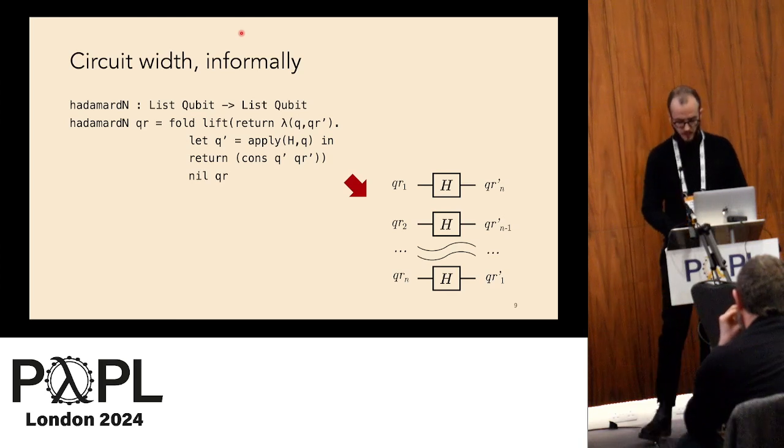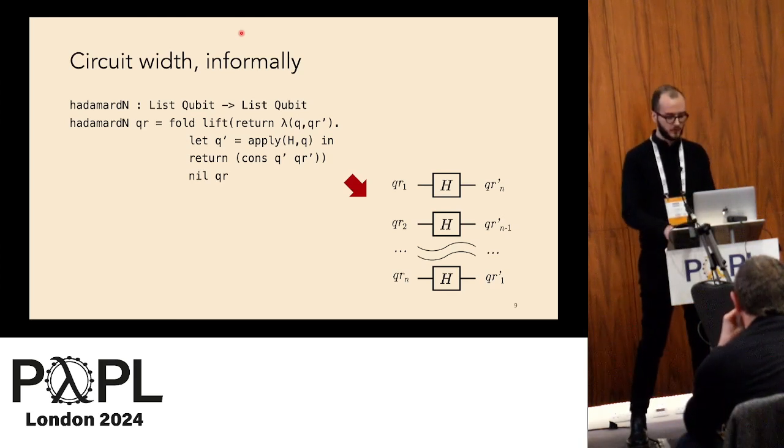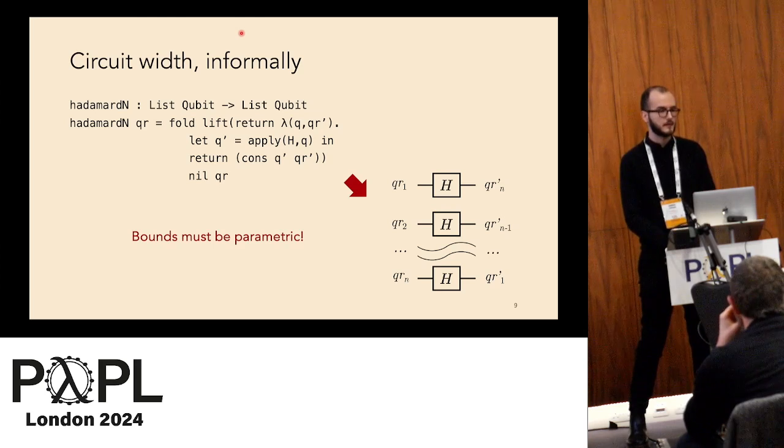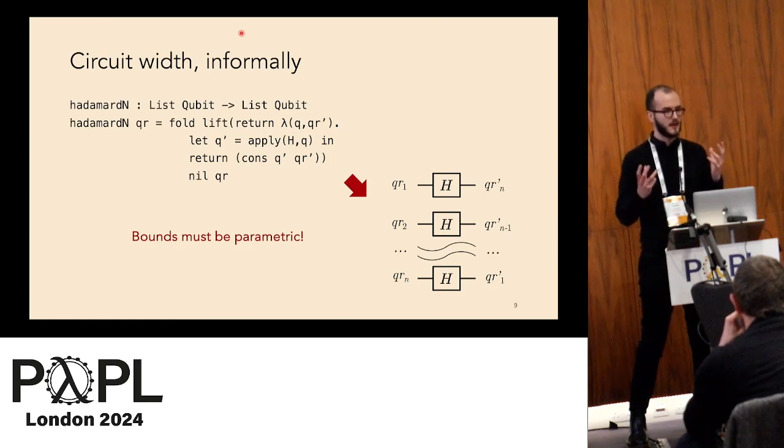So not only do we want to be able to track reuse, we also want to be able to track this form of dependency, which means that our bounds ought to be parametric, because otherwise we would only be able to analyze single circuits, and that's fairly uninteresting.